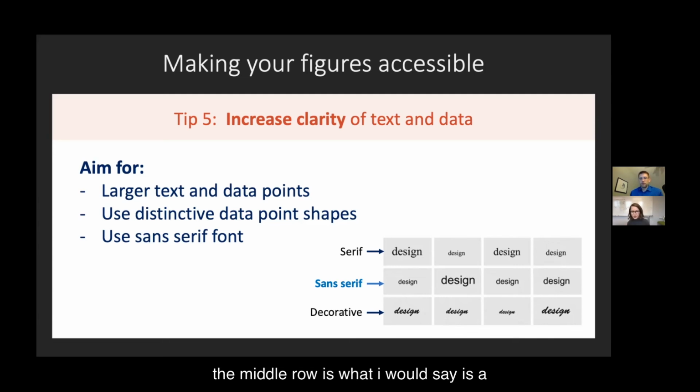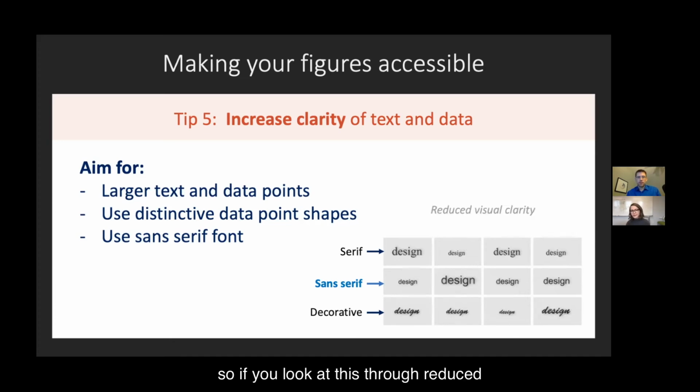The middle row is what I would say is a sans serif. That is your Arial, Helvetica. Those are the ones where it's more blocky. At the ends of each letter, there are no curly cues or anything like that. And on the bottom row, you have your decorative fonts, you know, very hard to read, kind of cursive like. Okay, so why does this matter?